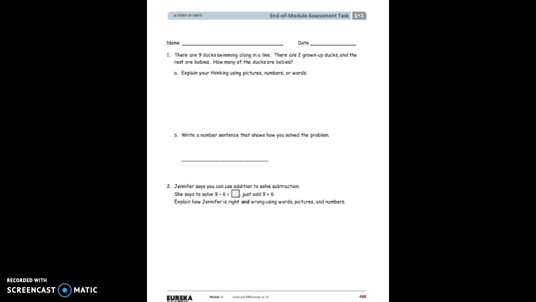Jennifer says you can use addition to solve subtraction. She says to solve 9 minus 6 equals the unknown, you can just add 9 plus 6. Explain how Jennifer is right and wrong using pictures and numbers. Please pause the video so that you have time to work.